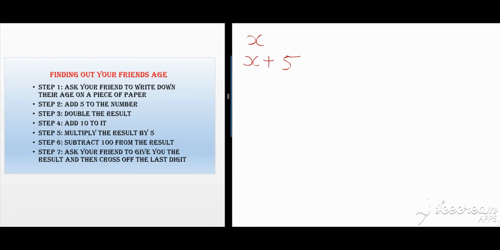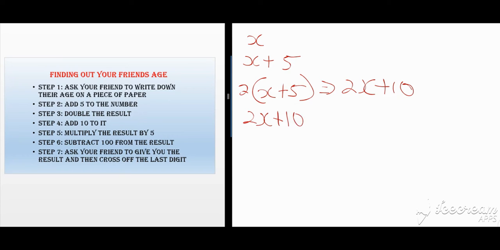Step 3, double the result. So we're going to be taking X plus 5. So let me put that in a bracket. And we're going to be doubling this, which means that we multiply it by 2. Now if I break this down, it becomes 2x plus 10. Now of course we're using the distributive property here. Now add 10 to it. So we end up with 2x plus 10 plus 10, which is actually going to give me 2x plus 20.